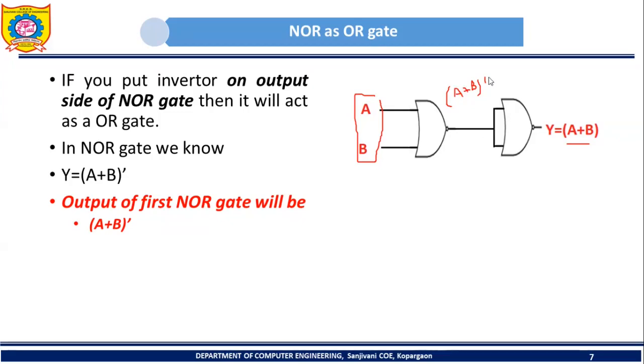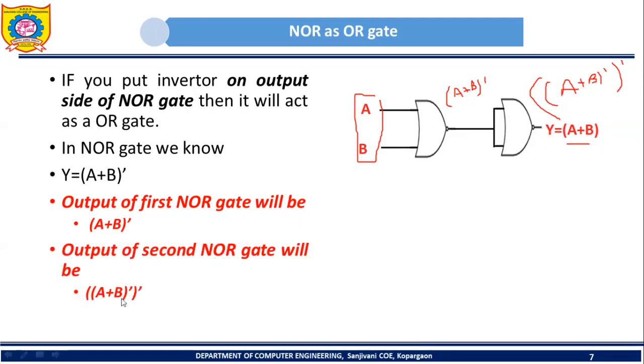So what will be the output of this NOR gate? It will be a complement of this particular term. So the output of the second NOR gate will be the complement of the input. The input is (A or B) prime, so this is the input and its complement will be the output of this second NOR gate. So see, the output of the second NOR gate will be this one.